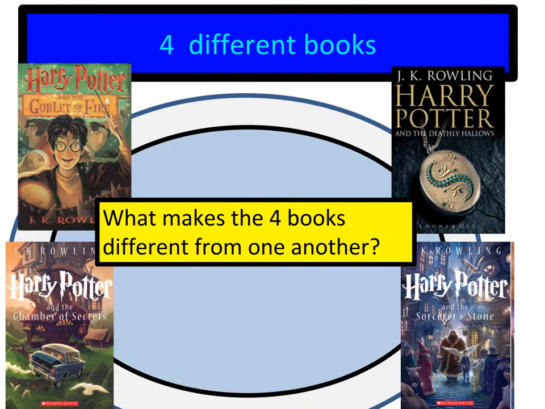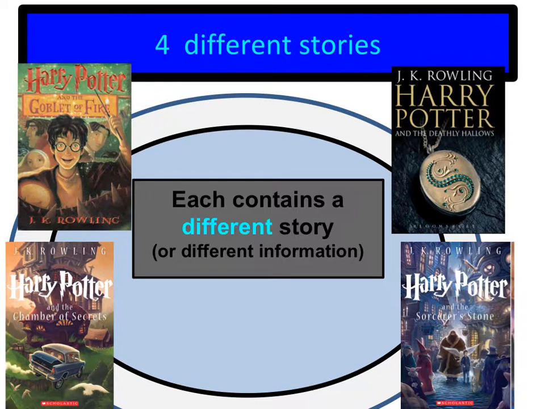Anywho, what makes the 4 books different from each other? Hopefully you realize they are totally separate stories. They have the same central character, but they are not the same story. I haven't read the books, but I can tell by the title. They are different stories. In that way, they have totally different information within them. There are words that come together to paint a whole different narrative in your mind while you're reading it.